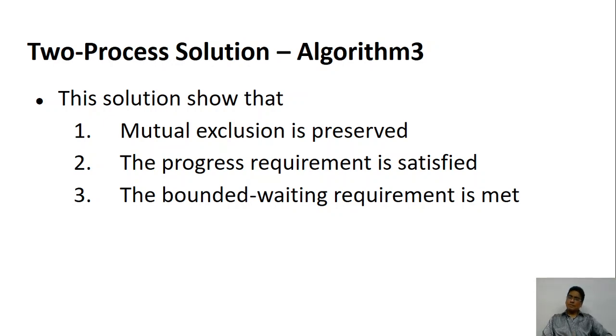So this two process solution, that's algorithm 3, is mutual exclusion. It satisfies the progress as well as bounded wait. So what is the meaning of that? You will not wait for an indefinite time. You are given a chance after you make a request.